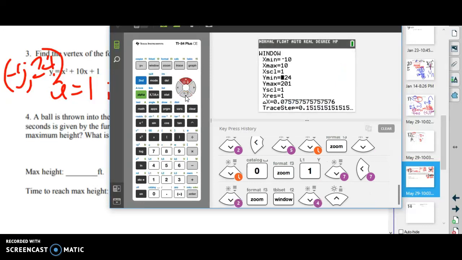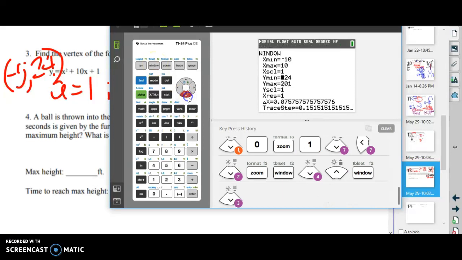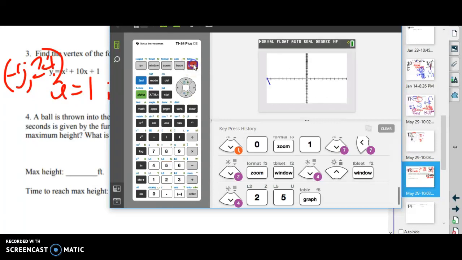Alright, so that wasn't working, so I clicked this button called window. And do you see how the y minimum is at -4? Or at -24? So what I'm going to do is just kind of keep it there and then maybe do this to, I don't know, 25. It's counted by ones. Okay, that's fine. Now I'm going to graph. Oh, look, I see it now.